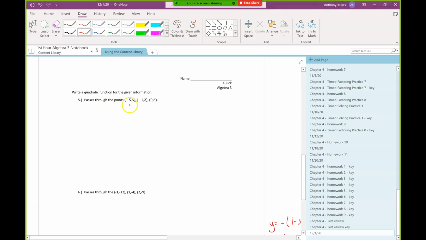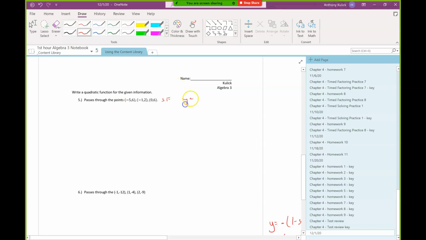Here we're just given 3 points. If I look at these 3 points, there aren't 2 x-intercepts given. I can tell that because the y-coordinates need to be 0 for it to be an x-intercept. So none of these are x-intercepts. And I don't know if any of them are a vertex or not. So I can't use vertex form, and I can't use intercept form. I really have to write this as a standard form problem.